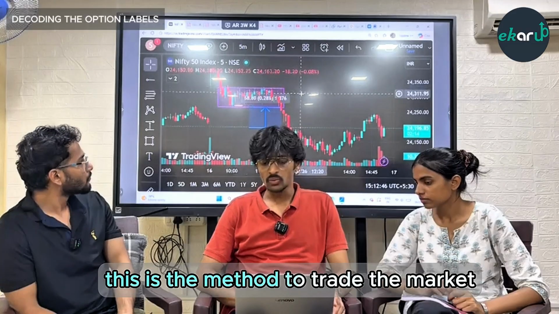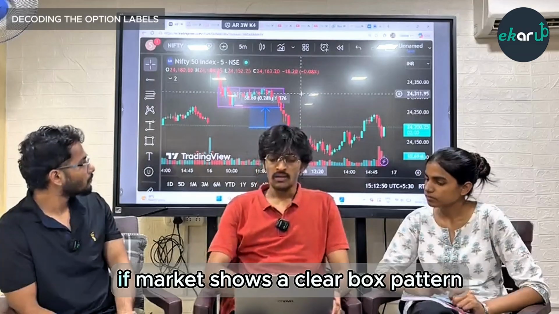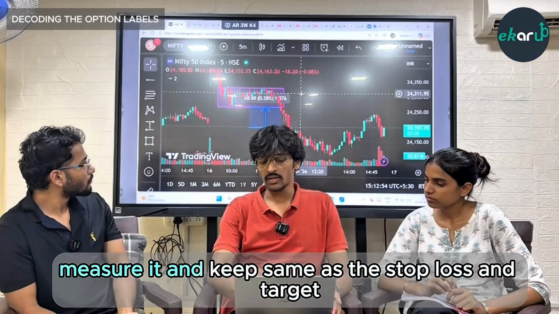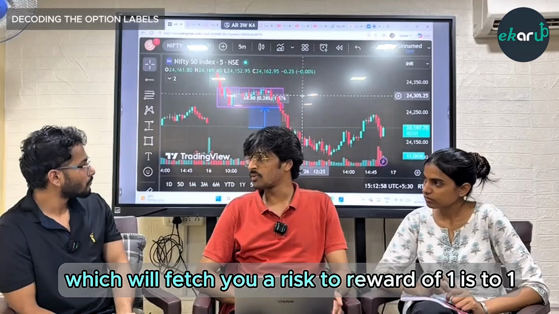This is the method to trade the market when it is coming out of a consolidation phase. If the market shows a clear box pattern, just mark it, measure it, and keep the same as the stop loss and target, which will fetch you a risk to reward of 1:1.